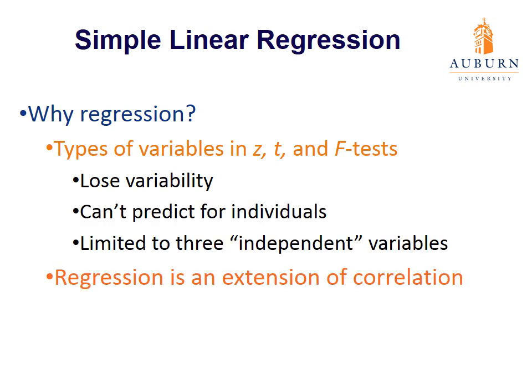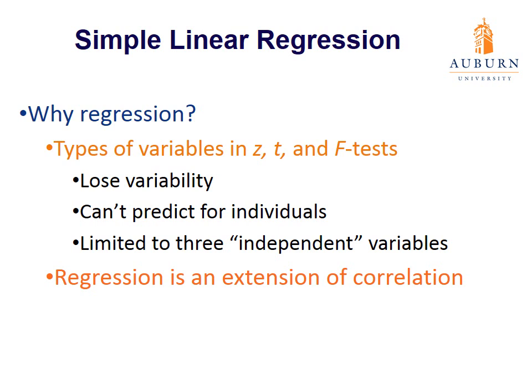In addition to the fact that we lose variability with our Z, T, and F tests, we also can't predict for individuals. And again, that's because with our Z, T, and F tests, we're using groups and the averages of groups to do our analyses, and we're not using individuals. So we can't predict for individuals. We can predict for groups, but not for individuals with those tests.